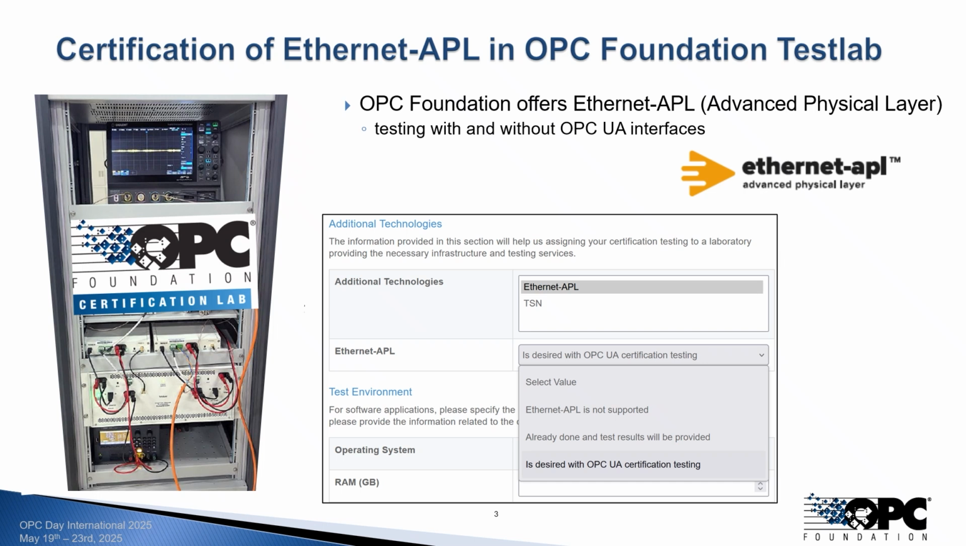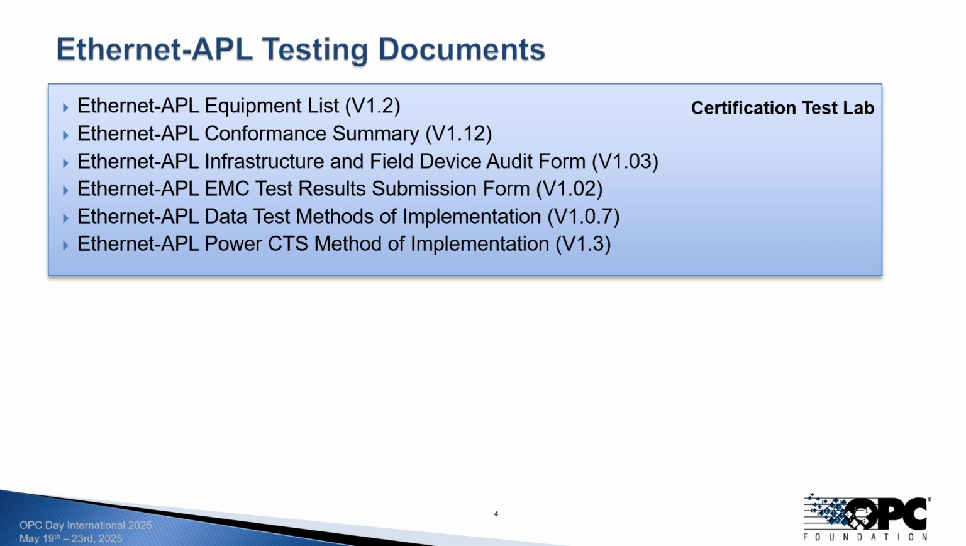How can we do this so that it's the same as everybody else? Well, part of it's the Ethernet APL work group. They defined a whole lot of documents describing the certification test labs. So it's equipment lists that you would need to run the tests. It's a conformance summary. It's even a submission form for EMC tests, an audit form, and the actual methods for implementation of data tests and power tests. So all of that's described for each test lab. So test labs are running the exact same things and they're doing the same tests.